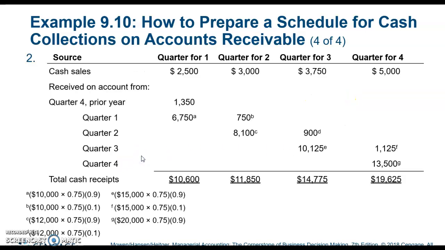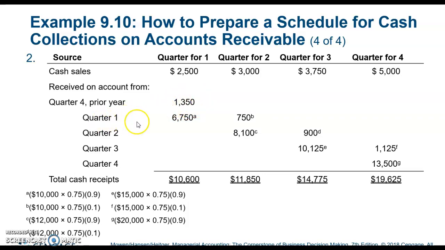Okay, so now we're going to prepare this schedule, and let's take a look at carefully going through this. The first line is the cash sales that we just figured, the 25% of total sales we think is going to come in cash. So we put that on there first. Now, received on account from quarter 4 of the prior year, we said that customers owed us $1,350, and we expect to get that in quarter 1 in cash. Okay?